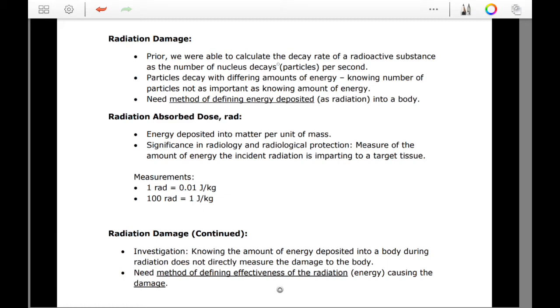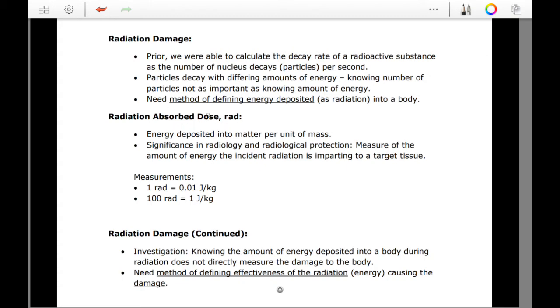Although we can count the number of particles that are decaying, particles have the tendency to have different amounts of energies depending on what atom or element you're considering. So there was no way of determining the amount of energy that's being lost. We needed a method of defining the energy that's deposited into a body. This is where we came up with the radiation absorbed dose, or the rad.